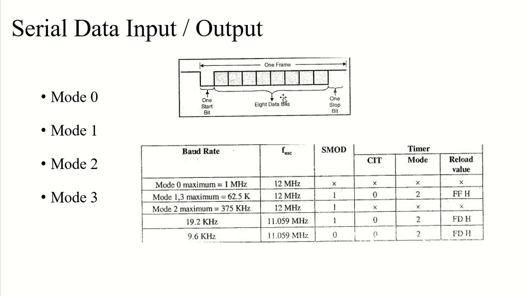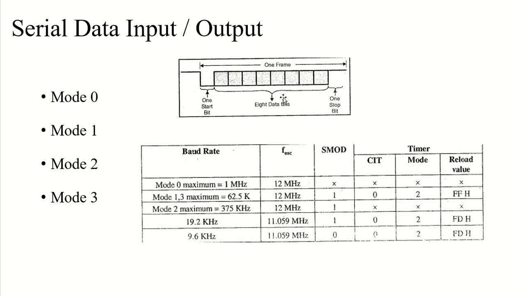And if timer 1 is not in mode 2, then the baud rate would be 2 raised to SMOD divided by 32 into the timer 1 overflow rate. Now let me show you the table here.